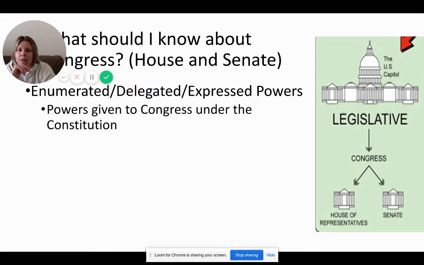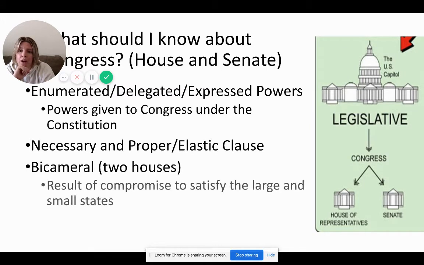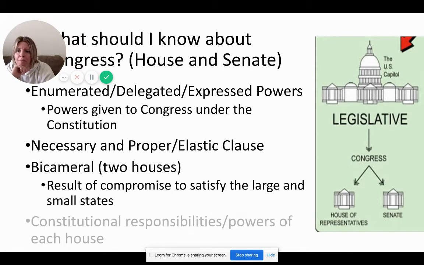Those are the powers of Congress under the Constitution. Necessary and proper, the elastic clause. That's the idea that there's also a part of the Constitution that allows them to stretch their powers, go beyond what's specifically expressed or what's specifically enumerated. We should know it's bicameral, so there's two houses, and that's a result of a compromise between the large states and the small states, because you have the small states saying, let's just have a Senate and equality among the states. And then you have the large states saying, forget that, let's just have it by population. So that's why they did the compromise.